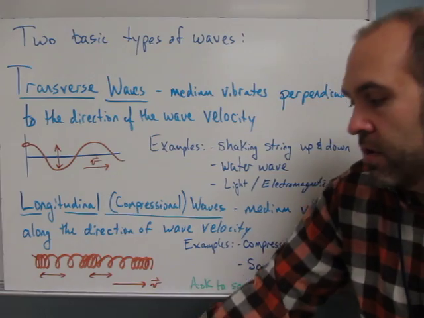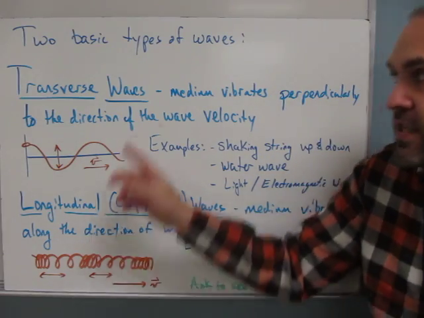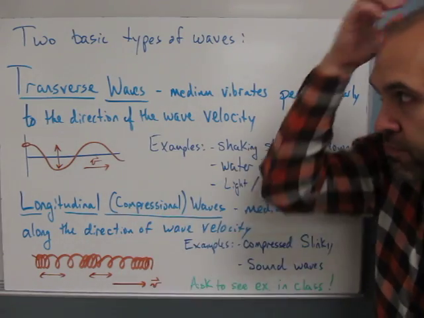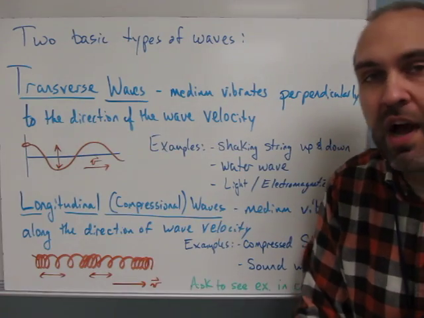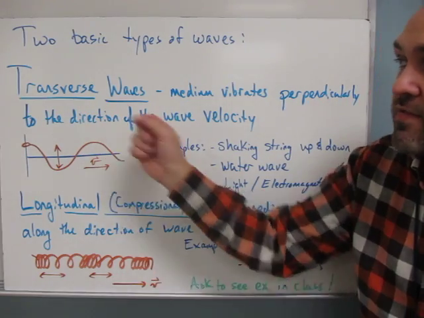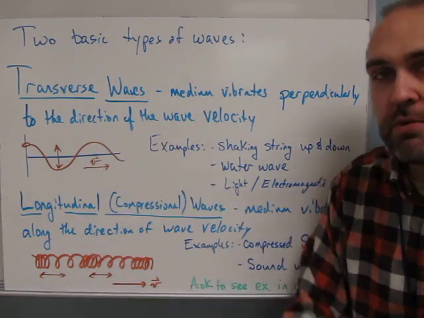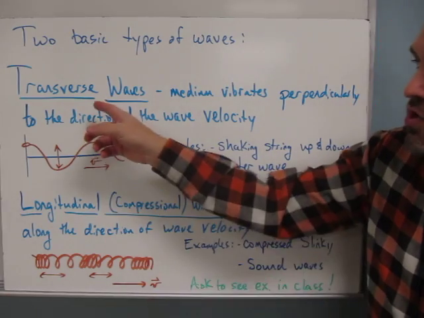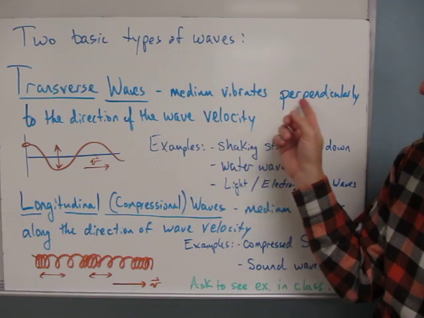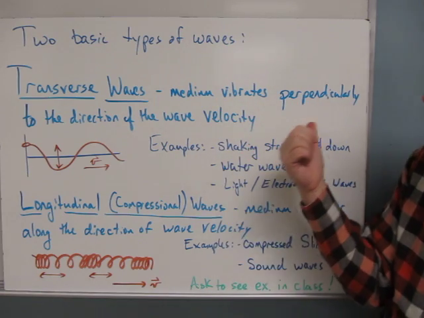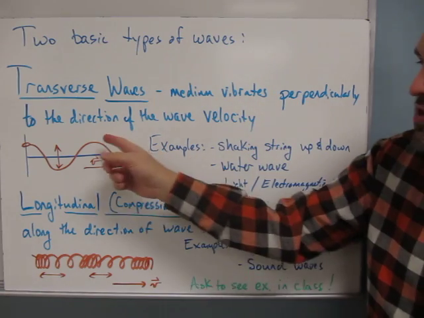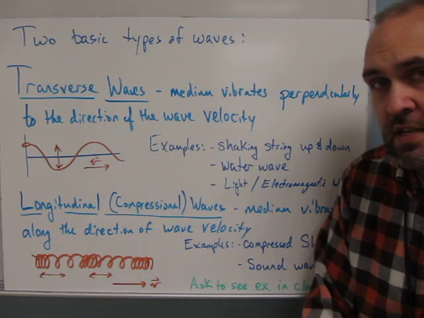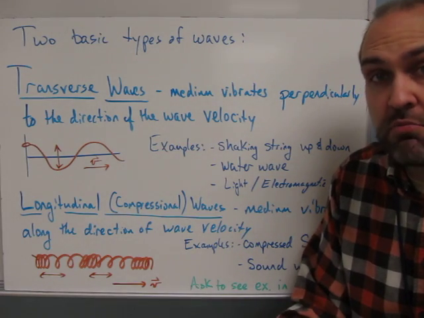Not all waves are mechanical, but we can classify all waves into two types. The first type is typically what I think of when I think of a wave, and that's a transverse wave. If you remember from geometry, a transversal is a line that crosses another line. A transverse wave is when the medium vibrates perpendicularly, that's a big word, perpendicularly, to the direction of the wave velocity. So a water wave is a pretty good example of a transverse wave.